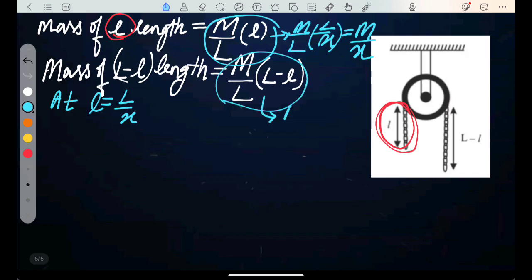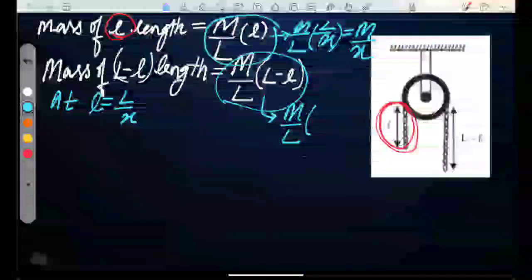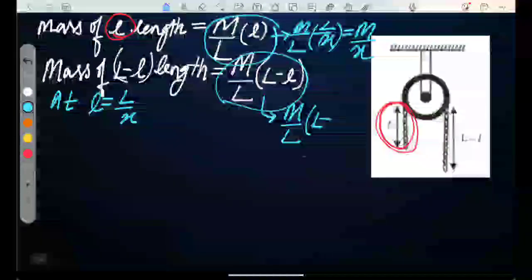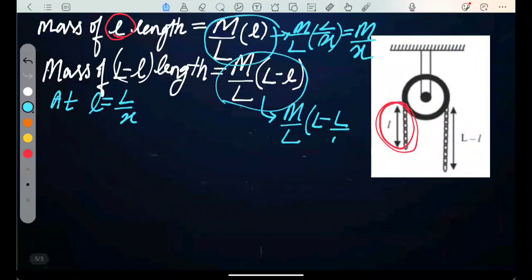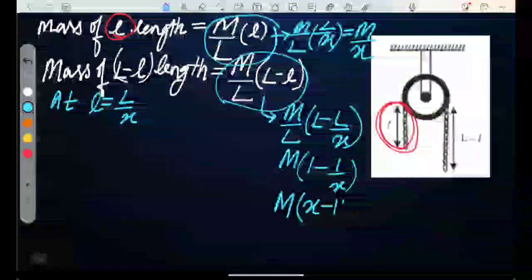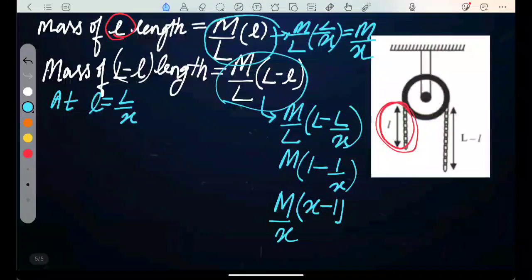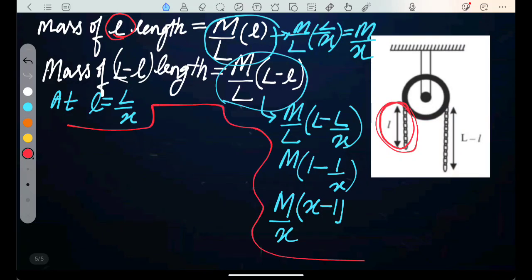It is going to be M by L times L minus, what is this small l, I can replace it with L by x. Now I will take this capital L common and cancel it out. So I'm left with M times 1 minus 1 by x, that is M times x minus 1 by x. This is going to be the mass of the other half. Now I have to calculate the acceleration.